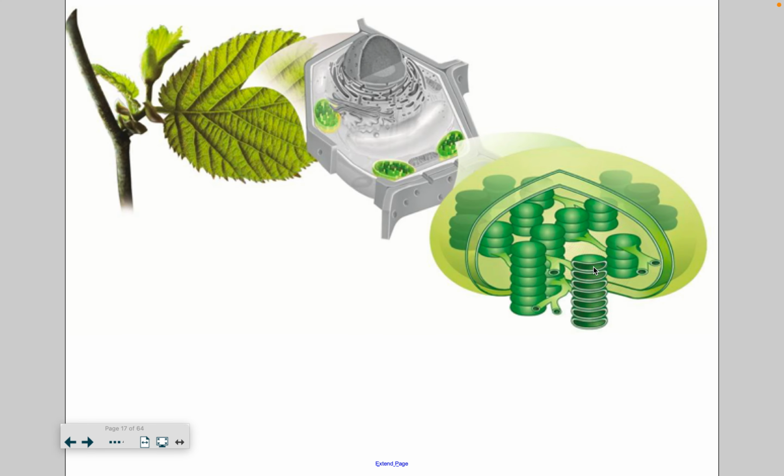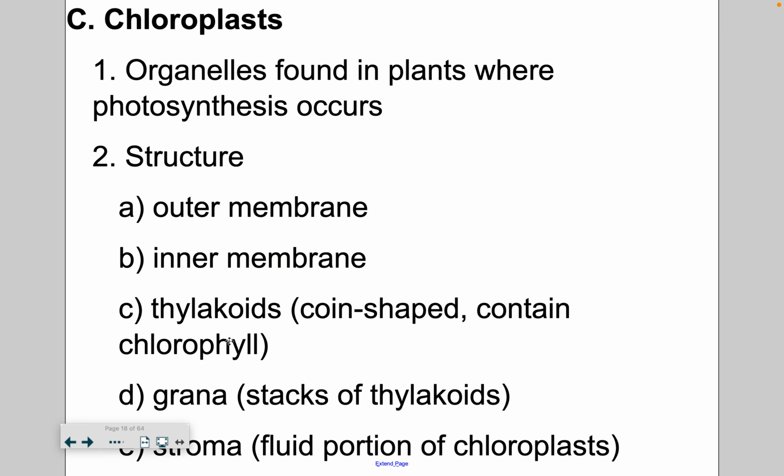So where are we going to be focusing in on this chapter? Specifically the chloroplast. Remember that plant cells have chloroplasts. They also have a cell wall and a central vacuole located here, but we're really going to focus in on the organelle, the chloroplast, and this is where photosynthesis takes place. The chloroplasts are organelles that are found in plants, and this is where photosynthesis occurs.